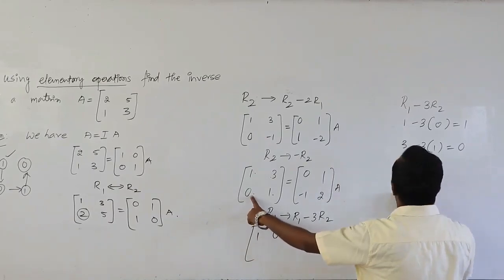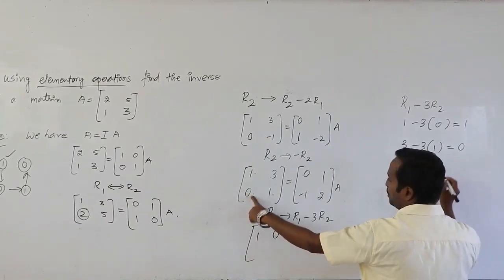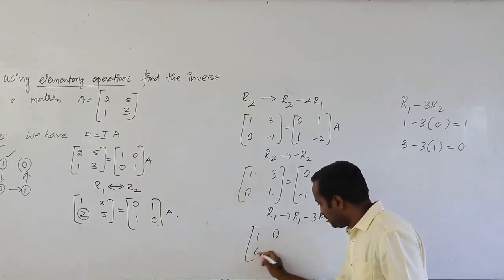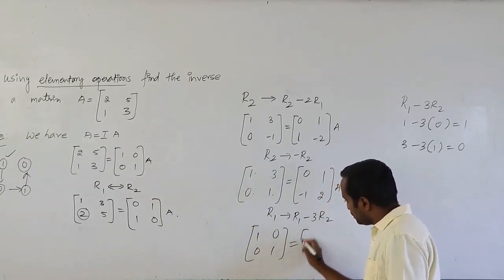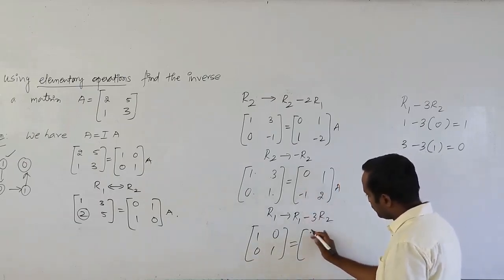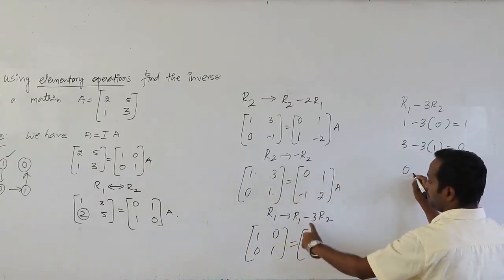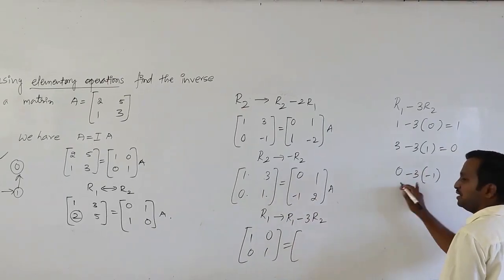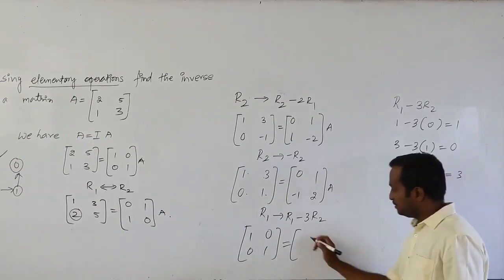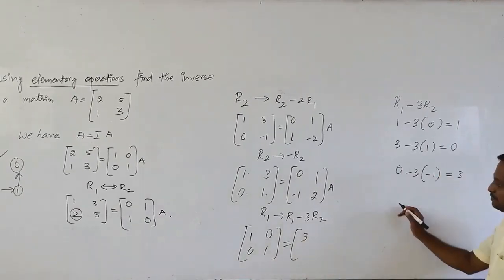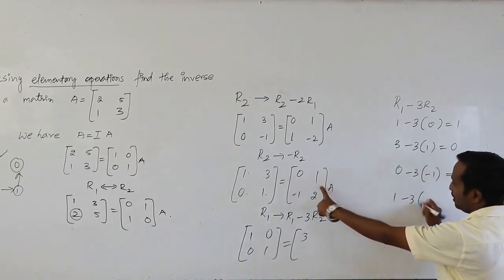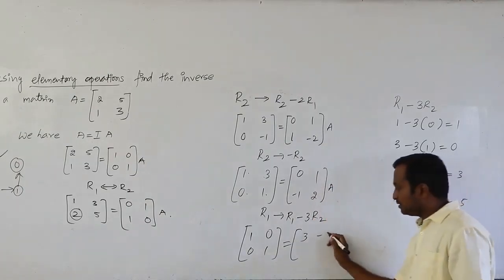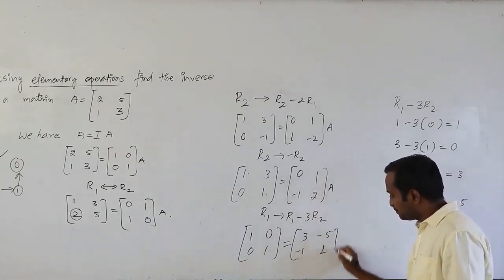Next, what happened? R1 is 0 minus 3 R2. Sorry, I should not change R1. Only change here. I'm sorry. Here you have to make the operation. R1 changes. R1 it is 0 minus 3 R2. R2 is what? Below it is minus 1. Minus into minus, plus 3. It is 3. Next, R1 is 1 minus 3 R2 below that. So minus 5. Okay, so this is minus 5. This keep as it is.